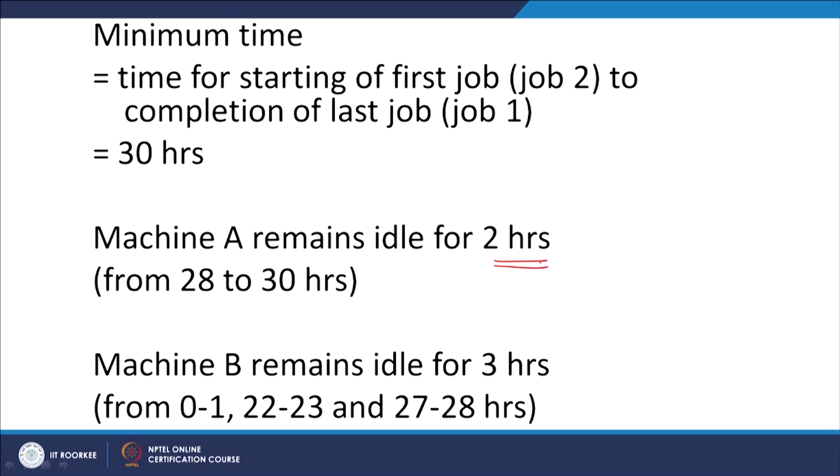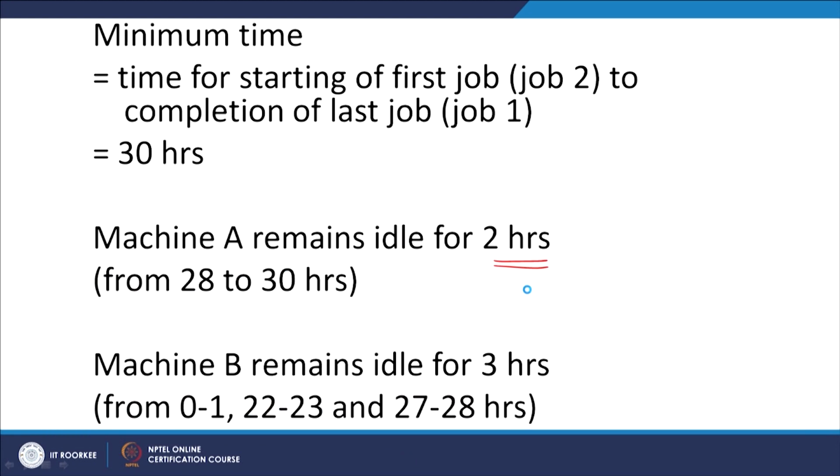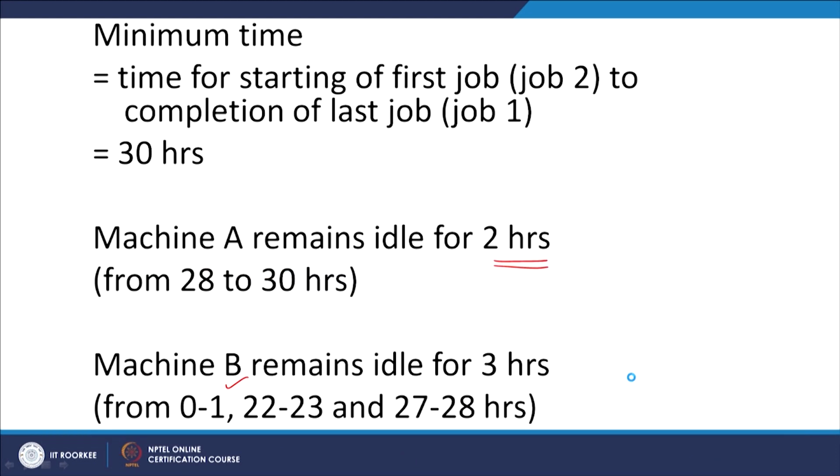What about machine B? Let us look at machine B. When machine A is processing the first job, job number 2, at that time machine B is idle. So, the first one is between 0 to 1, then comes 22 to 23. Where is 22 to 23? Here you are, 22 to 23. During this 22 to 23, machine B is idle, and also from 27 to 28. So, therefore, this is the total idle time of machine B, that is 3 hours.